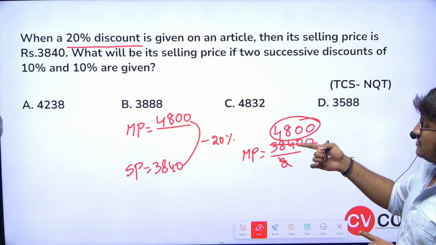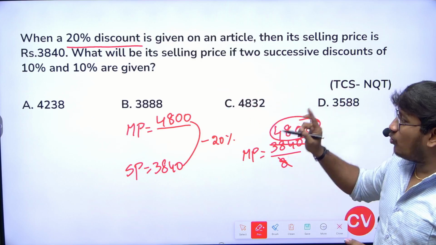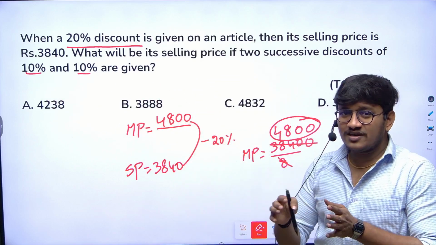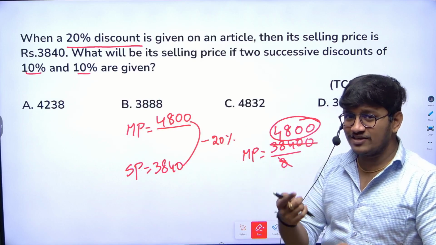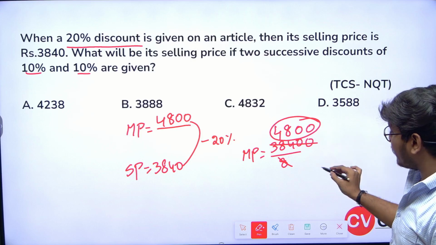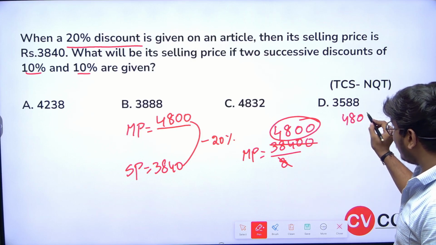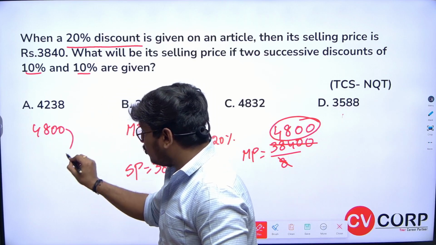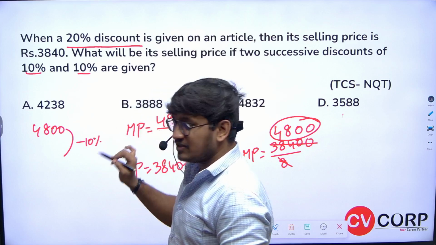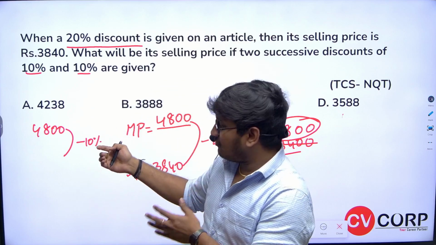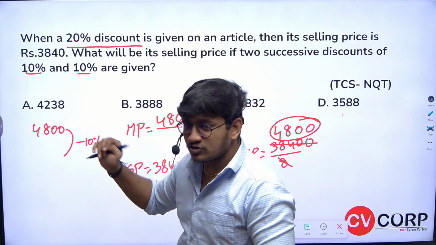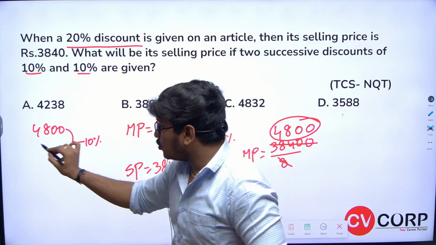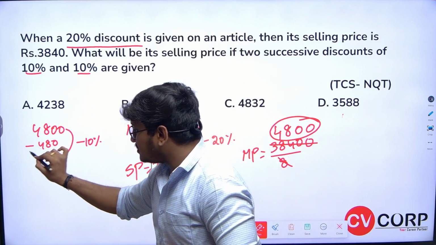Now what they are asking us is, instead of giving a 20% discount, what if they give a 10% discount? So 10% and 10% is not 20%, right? So we discuss the discount concept. Now from market price, from 4800, let me write it this side. If they give a one-time discount of 10%, how much value are they discounting? 10% of 4800. What is 10% of 4800? Can I say that it is 480? So 480 rupees is removed.